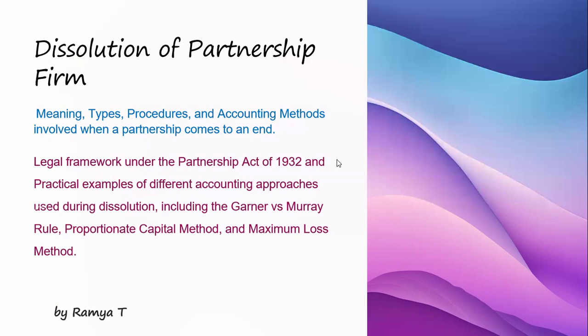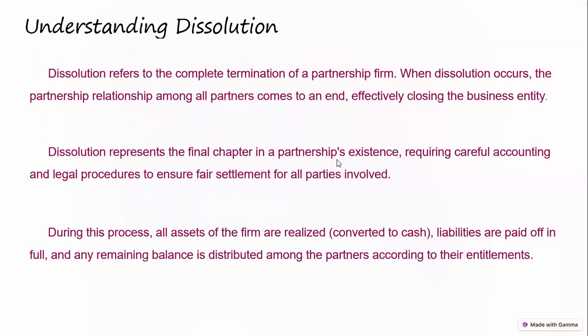So this is usually called dissolution, and now we are going to see the meaning, types, procedures, and the accounting methods involved in the dissolution of a partnership firm. This is usually guided by the legal framework of the Partnership Act of 1932, and there are some procedures that should be adopted and methods to be taken up in case of any liquidation or dissolution of the firm. The commonly discussed methods are the Garner versus Murray rule, the proportionate capital method, and the maximum loss method with regard to this dissolution of partnership firm.